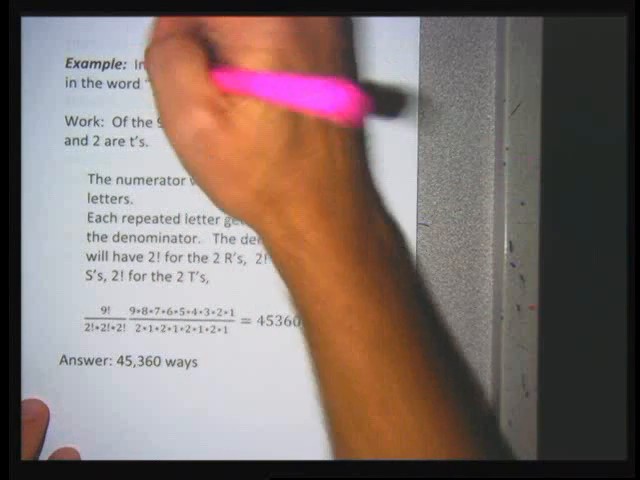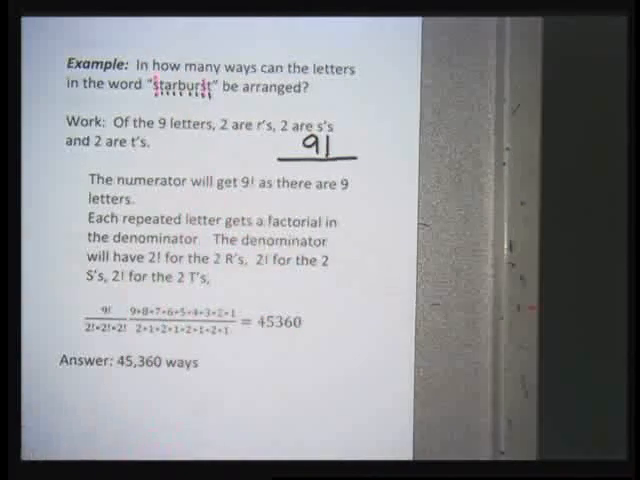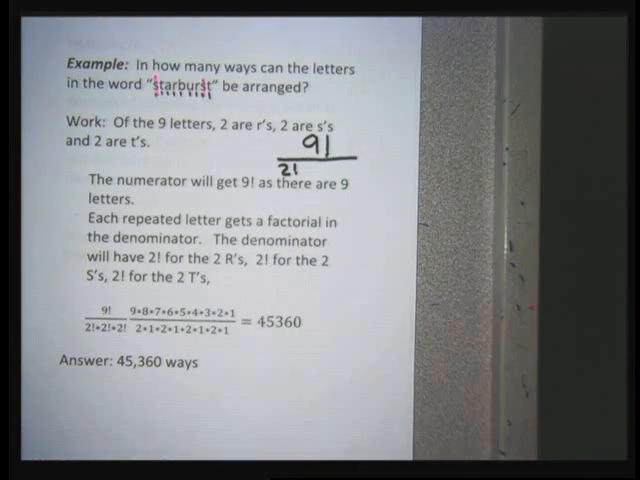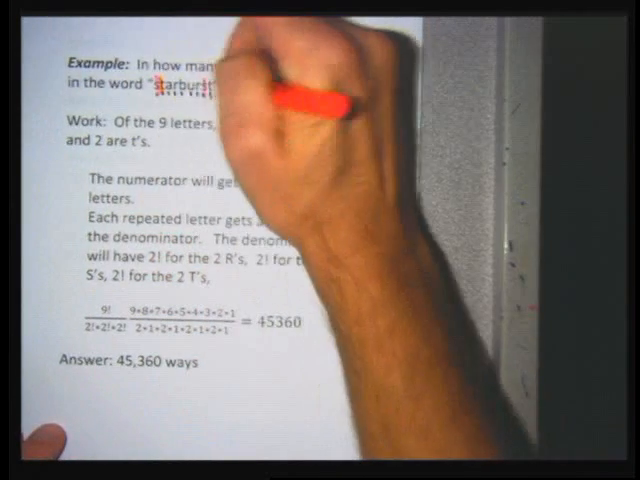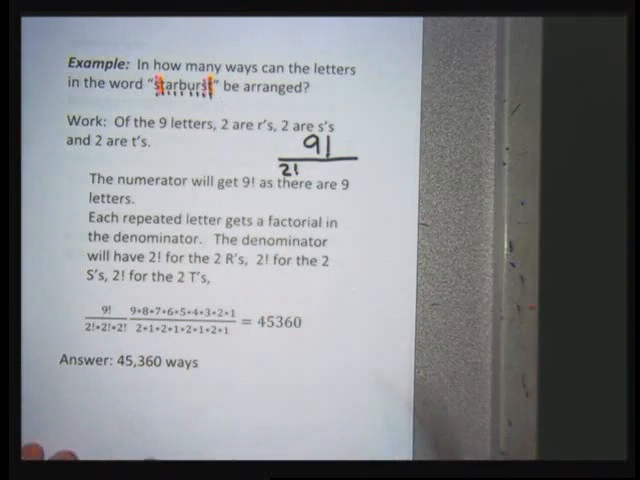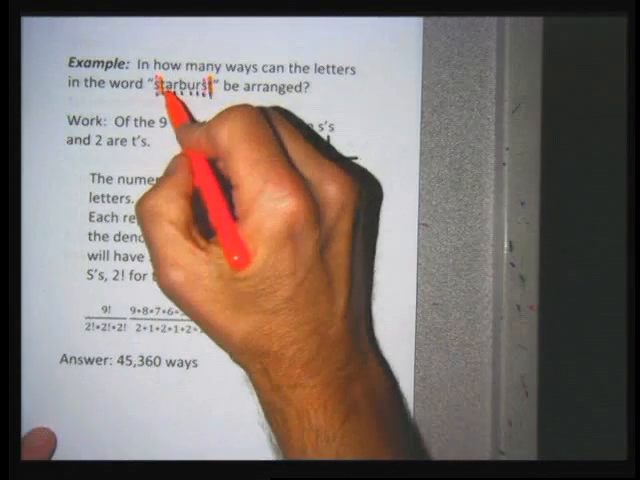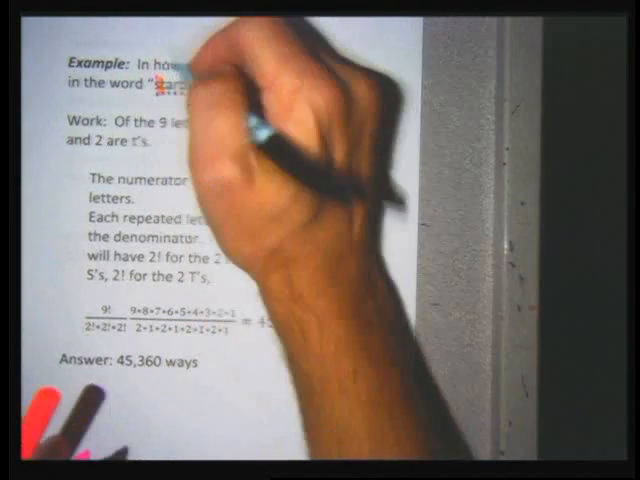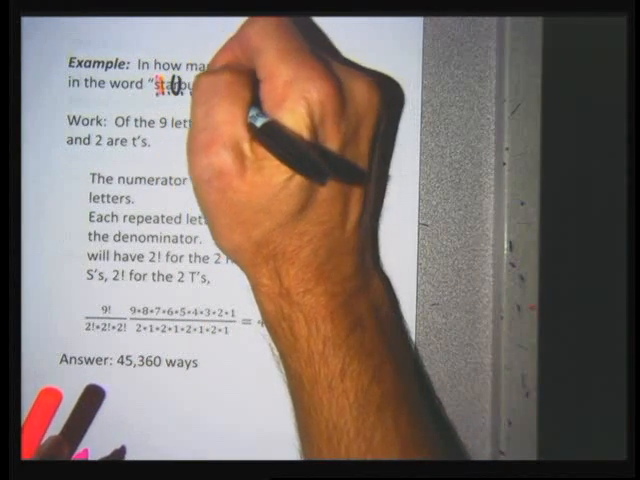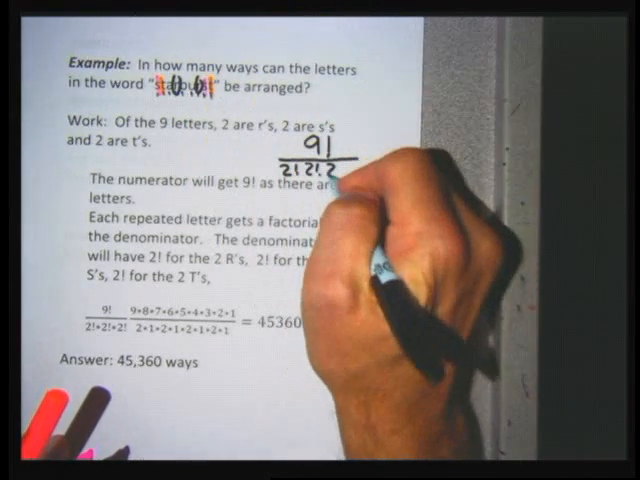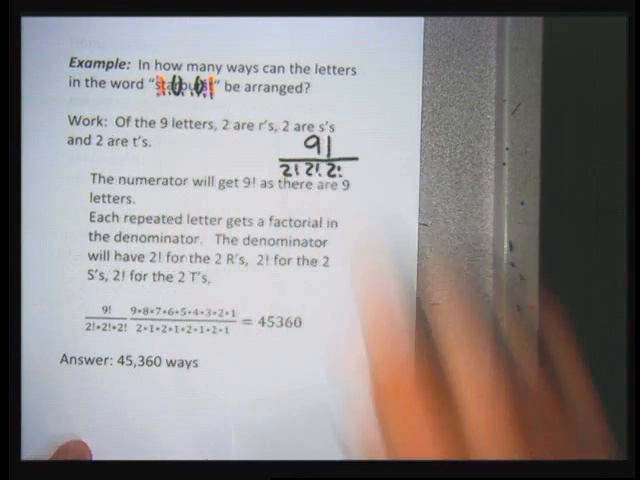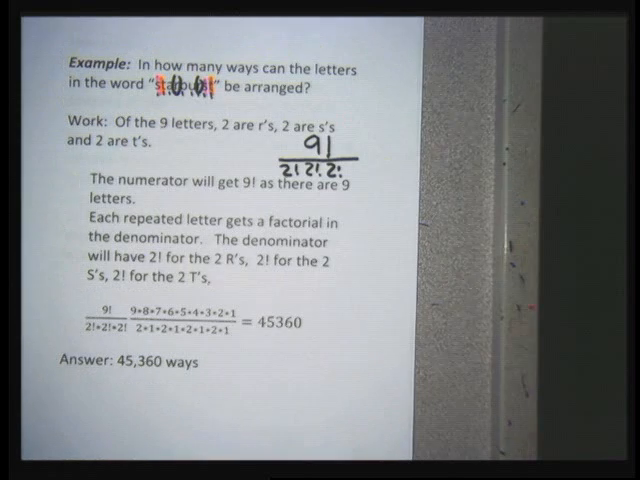The first letter S, there's 2 of them, so I need a 2 factorial in the denominator for the 2 S's. The next letter T, there's 2 T's, so I need a 2 factorial in the denominator for the 2 T's. There's not 2 A's, so I don't have to worry about the A's. Now for the R, there are 2 R's, so I need a 2 factorial in the denominator for the 2 R's. There's only 1 B, there's only 1 U, so I've used up all the letters in the word starburst.